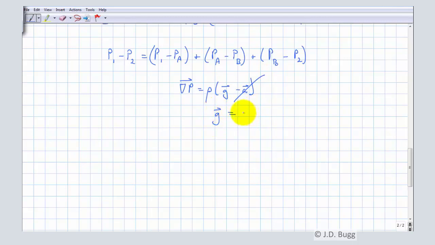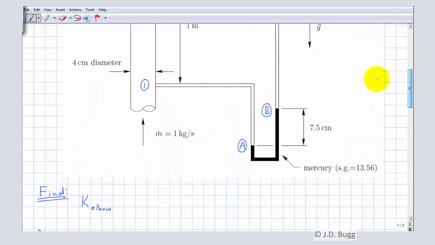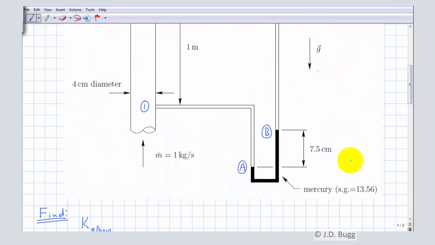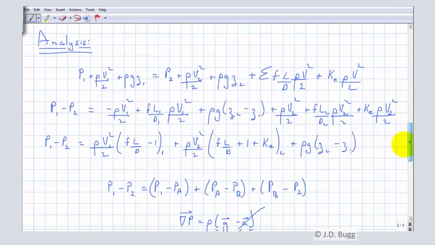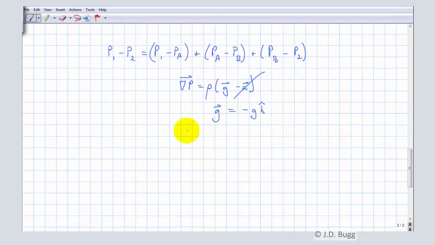G, I'm going to say, is equal to minus G k. So you'll notice that in the diagram we have G pointing downwards here. Well, because we've already used Bernoulli's equation, Z has to be pointing straight up because the potential energy term in Bernoulli's equation is being represented by Z. So G is equal to minus G k, so dP/dZ is equal to minus rho G. And so we integrate that, and we can integrate it between any two points in the same fluid. It has to be in the same fluid because we're going to treat density as a constant.